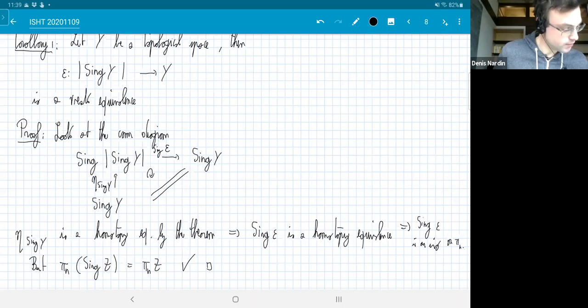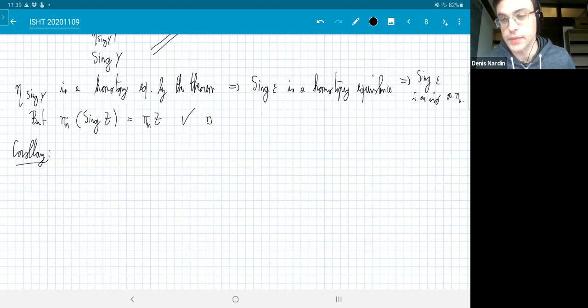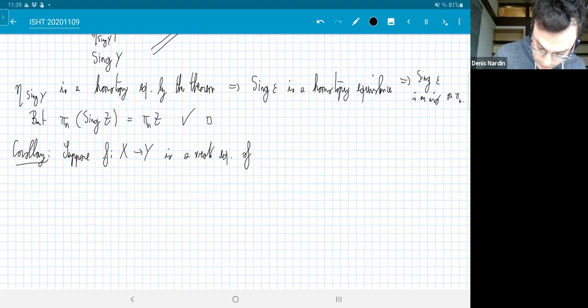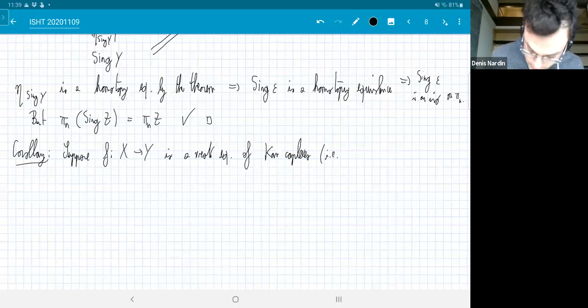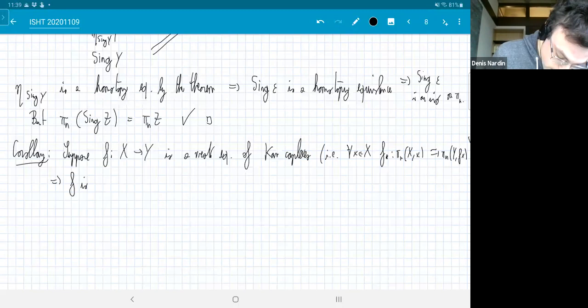And let me put another corollary. And then I don't think I'll have the time to prove the main theorem, so I'm going to leave it as a small leftover for next time, even if the proof is not long. But okay, the other corollary is: suppose f from X to Y is a weak equivalence of Kan complexes, i.e., for every x in X, f lower star pi n of X at x to pi n of Y at f of x is an iso, then f is a homotopy equivalence.